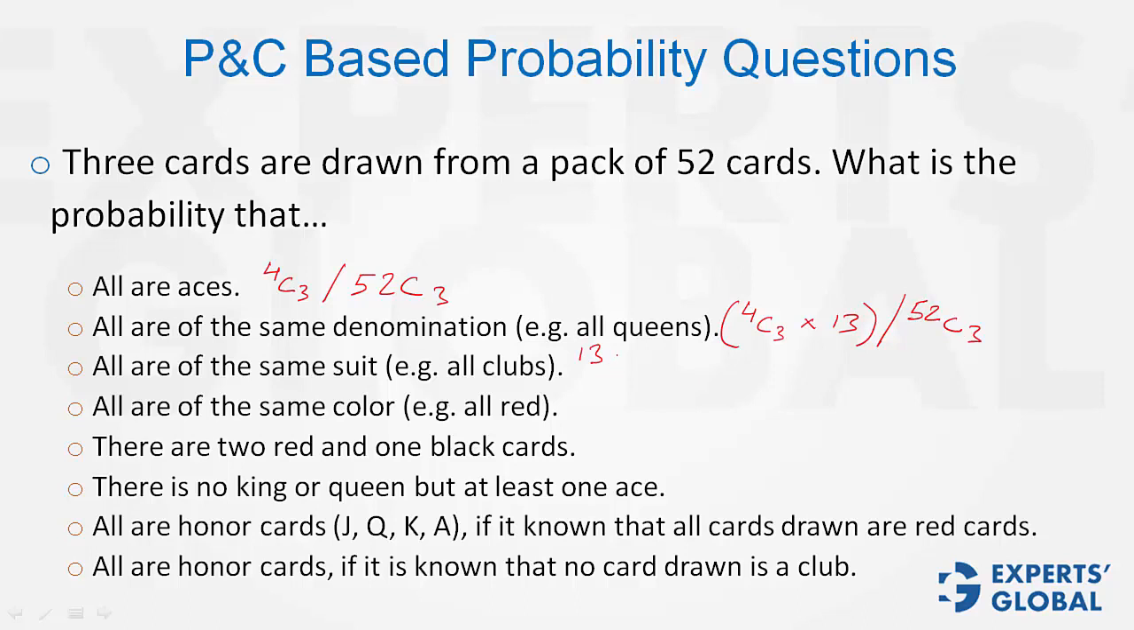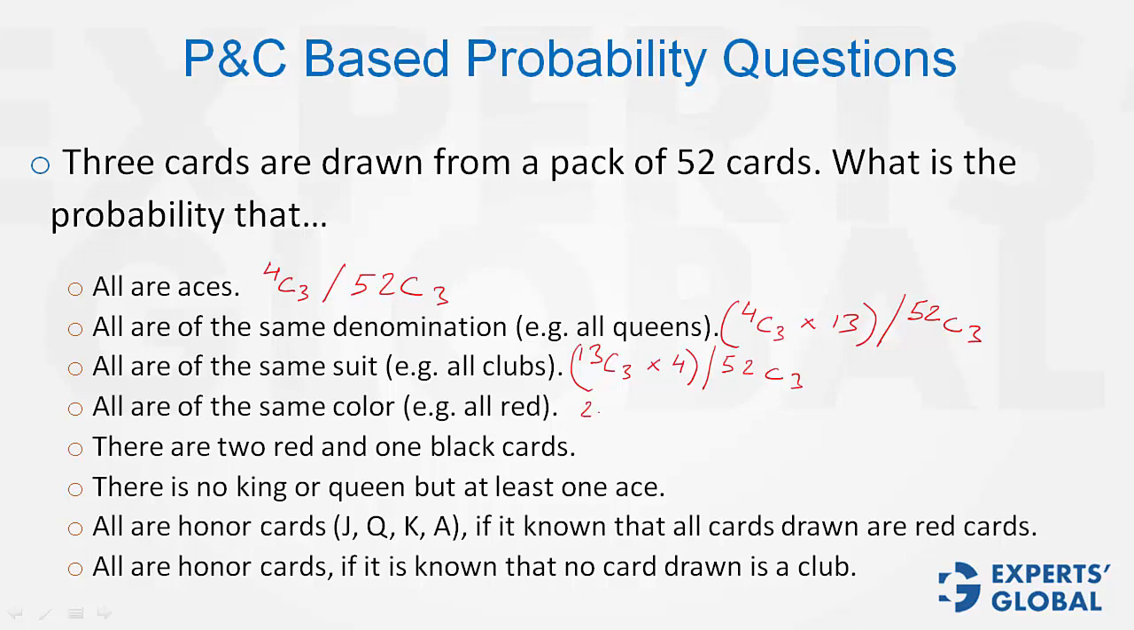One suit has 13 cards. Out of 13 cards, 3 can be chosen in 13C3 ways, and then there are 4 such suits. So number of favorable events is 13C3 into 4, and number of total events is 52C3. So this is the answer.